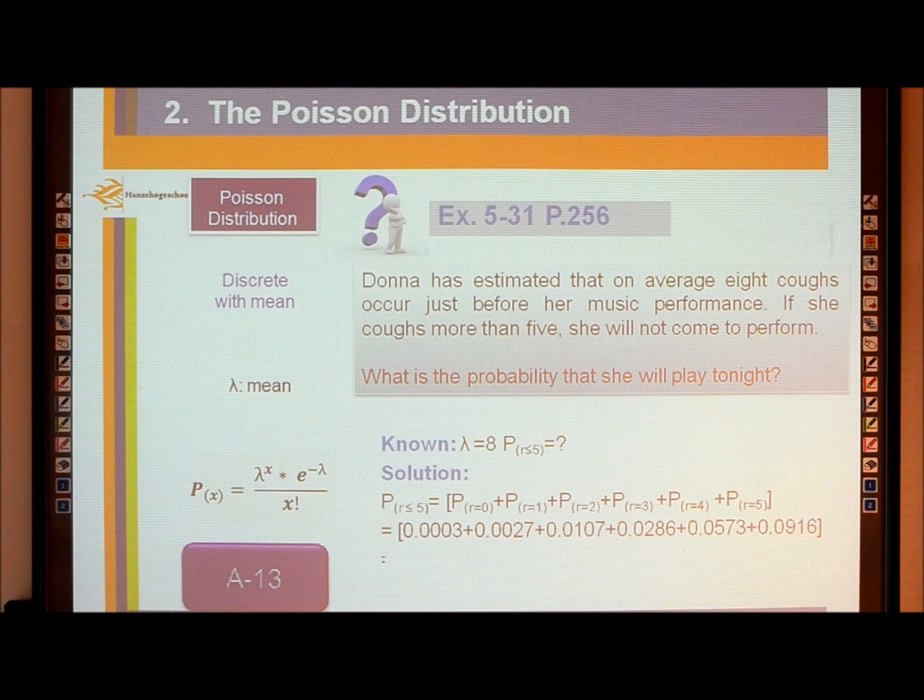So when we add them up, then you will find the chance that she coughs less than or equal to 5 times will be 0.1912. That means she has got 19.12% to cough less than 5 times. So today she comes to perform. The chance is 19.12%.